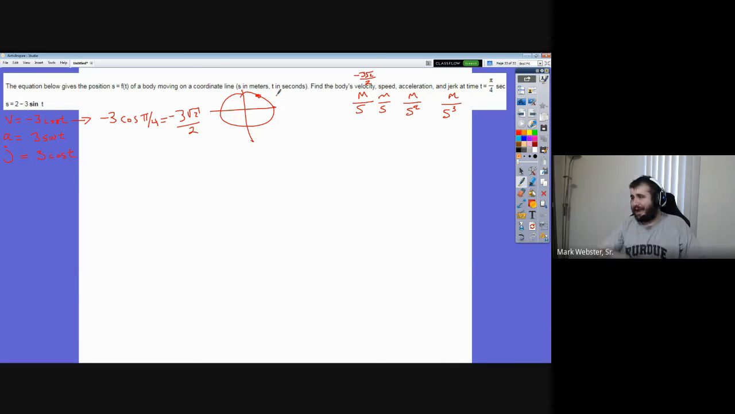Speed is just going to be the absolute value of the velocity. So if we are going in a negative direction, we just make it positive. So the velocity at pi over 4 is -3 radical 2 over 2 meters per second. Speed, I'll do SP, at pi over 4 equals 3 radical 2 over 2 meters per second.